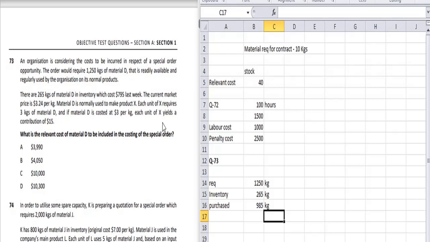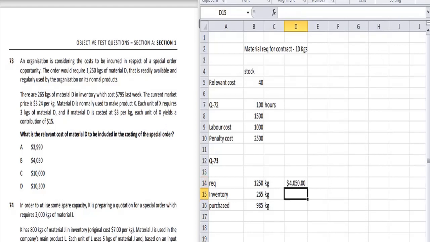the current market price, as I told. So it means the whole material required will be multiplied by the current market price, which is 3.24 per kg, and this will be our relevant cost.